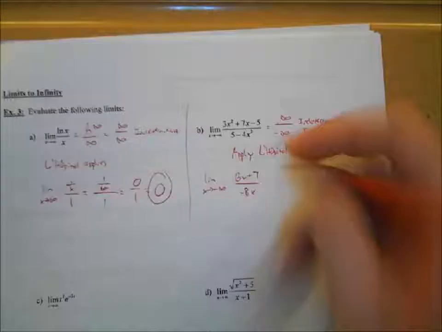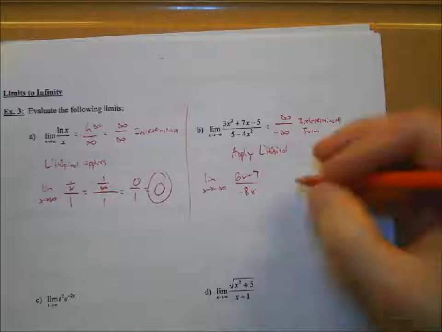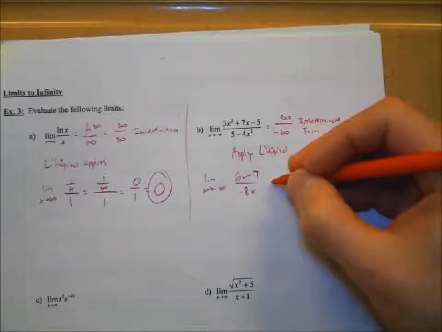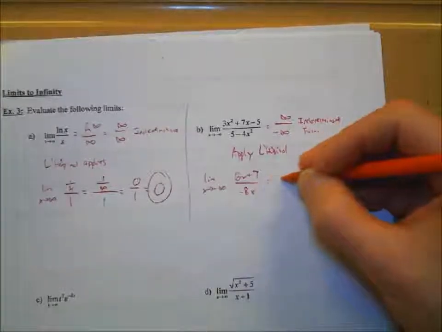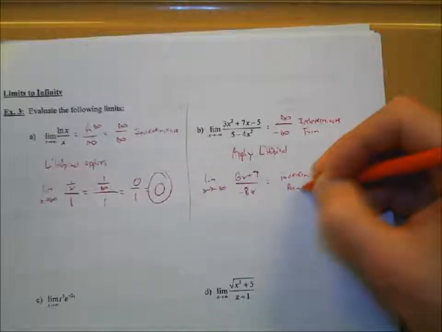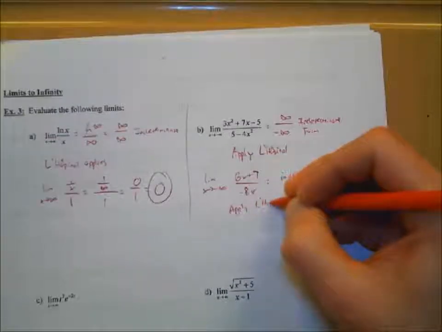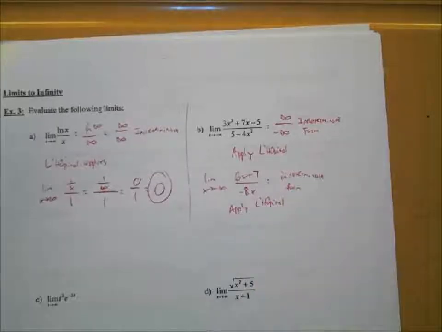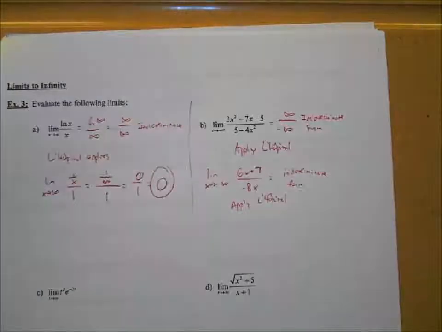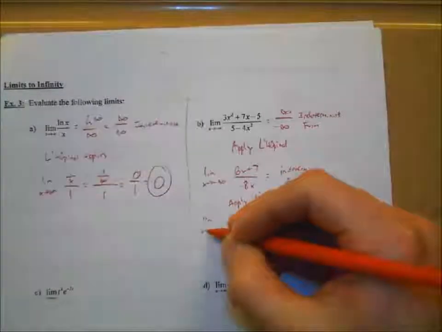And again, the hat goes over the O. All right. So we're taking the limit as x approaches negative infinity, and we'll take the derivative of the numerator, 6x plus 7, over the derivative of the denominator, negative 8x. Now we'll direct substitute, and what do we end up with? In this step, we end up with an indeterminate form again. We have to apply L'Hopital again.